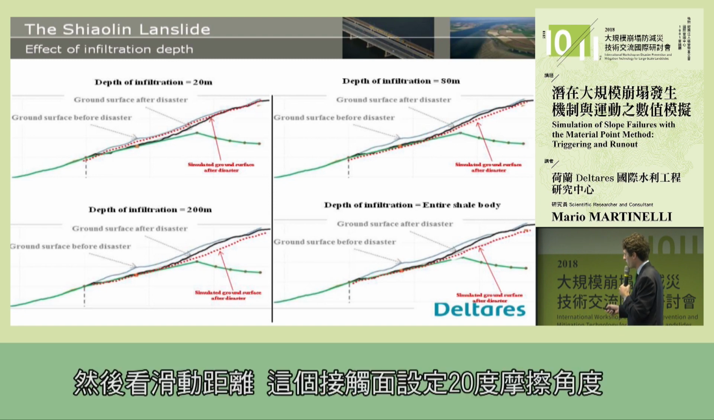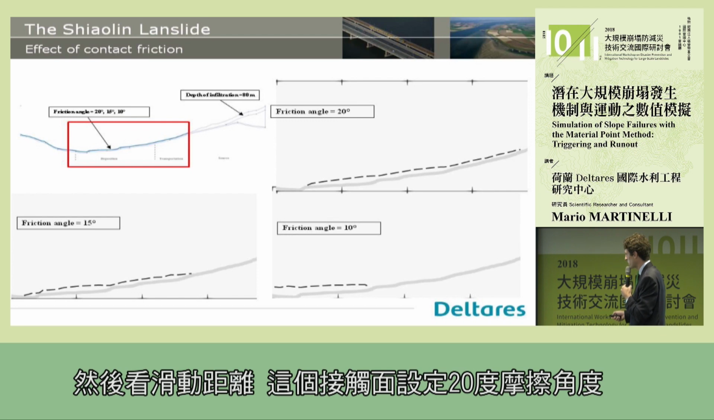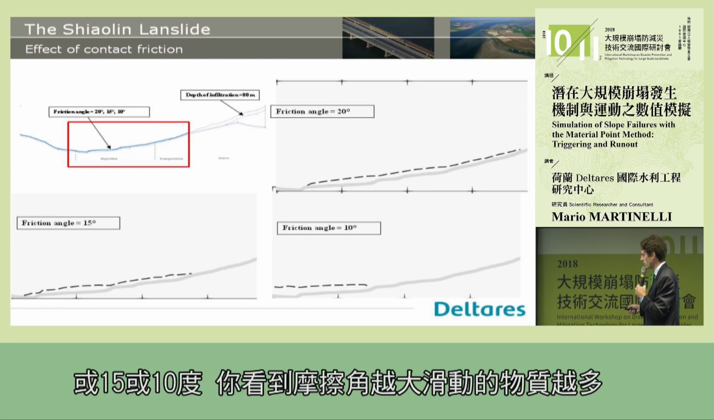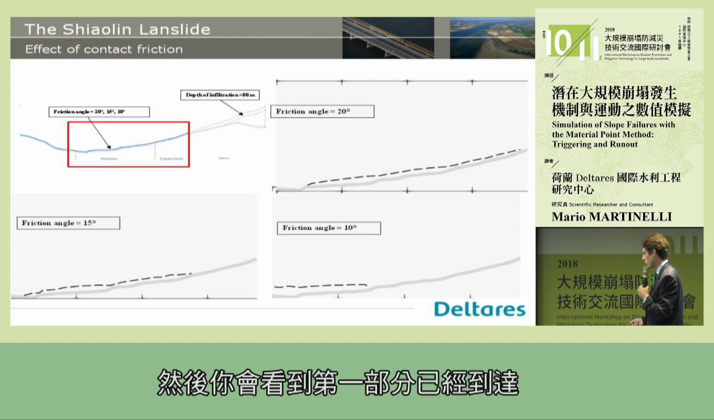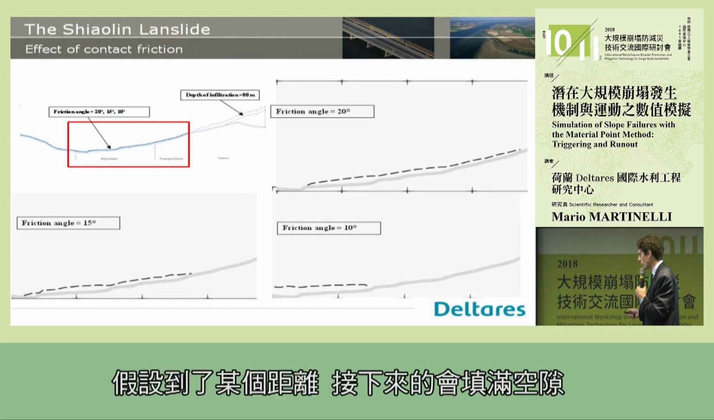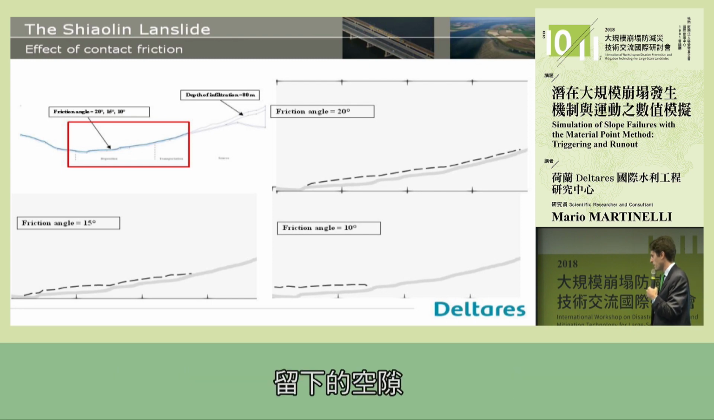Then if we look at the runout, along this contact we set a friction angle of 20 degrees, or 15, or 10. You see that the larger the friction angle is, the less the runout is. But of course, what you see is that the first part reaches a certain runout, and then the following part comes and fills the gap behind.